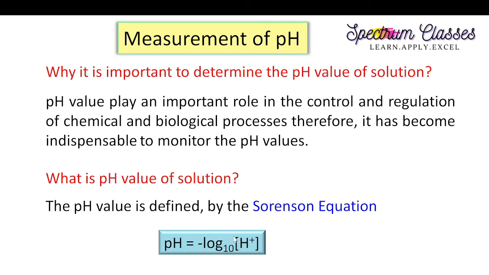Previously it was written as H plus ion concentration, but later on this concentration term was replaced by the activity of H plus ion. So how are the activity and the H plus ion concentration related to each other? Here I am showing you: a H plus equals gamma H plus times the concentration of H plus ion. So this activity coefficient is very important.